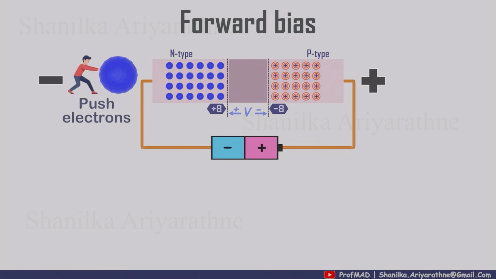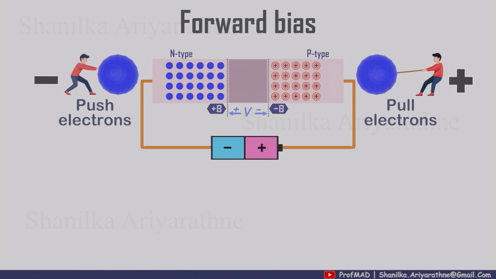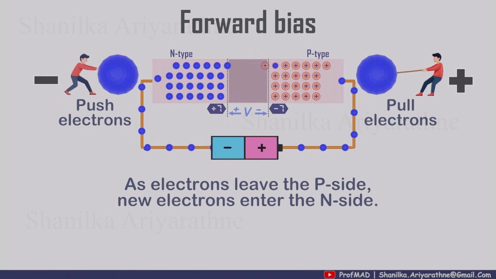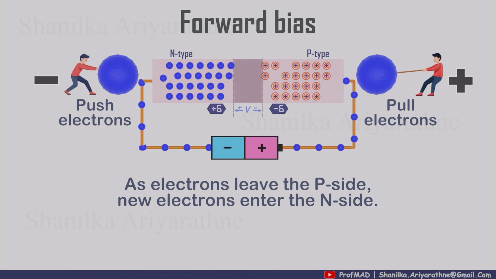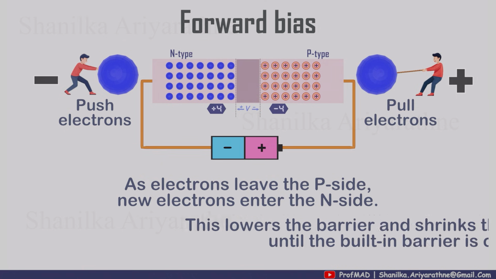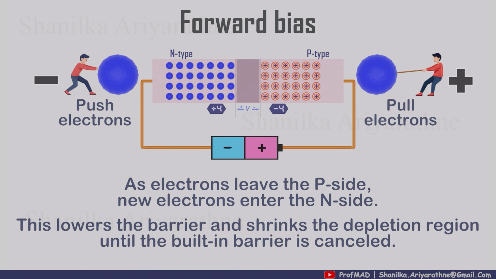The negative terminal pushes electrons in the N-type region toward the junction, while the positive terminal pulls electrons away from the P-type region. As electrons leave the p-type side, new electrons enter the n-type side at the same time. This gradually reduces the potential barrier at the junction. Bit by bit, the depletion region becomes thinner. At a certain point, the external voltage completely cancels the internal barrier.